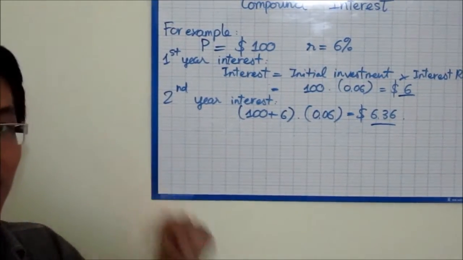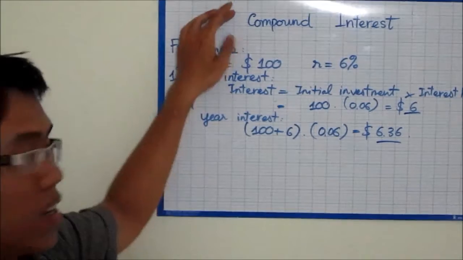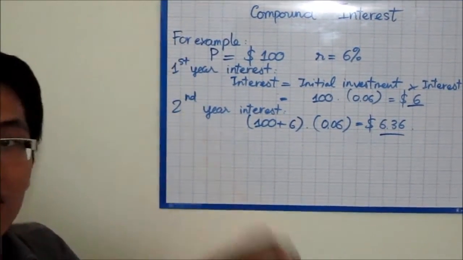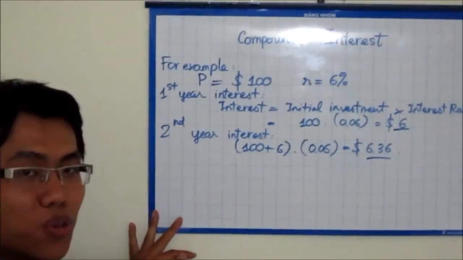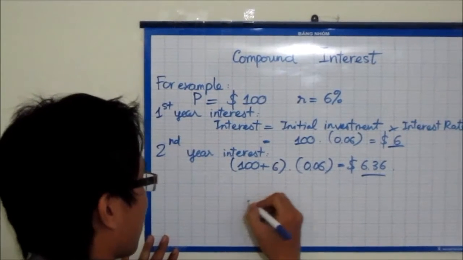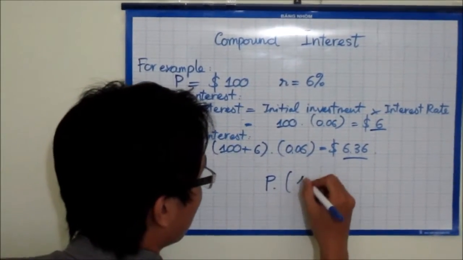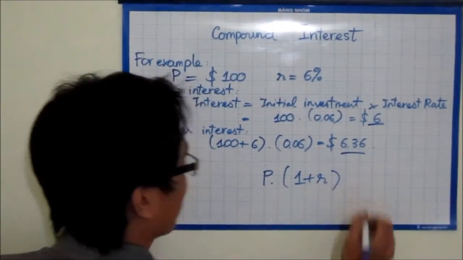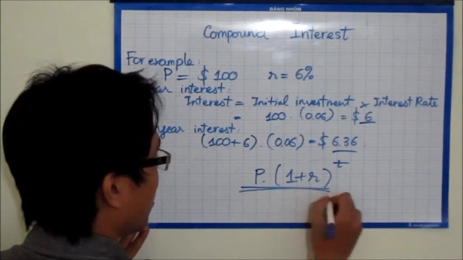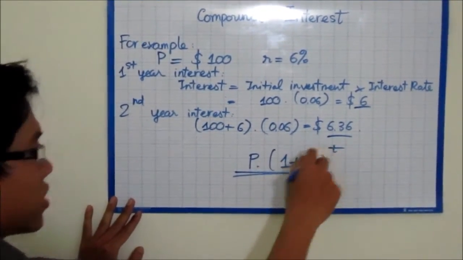So this earning of interest on interest, we call compound interest. It is our next application of the exponential function. And next we will move on to the general formula for compound amount. We will have the formula as follows. After t years, you will have the compound amount equal to P multiplied by (1 plus r) to the power t.